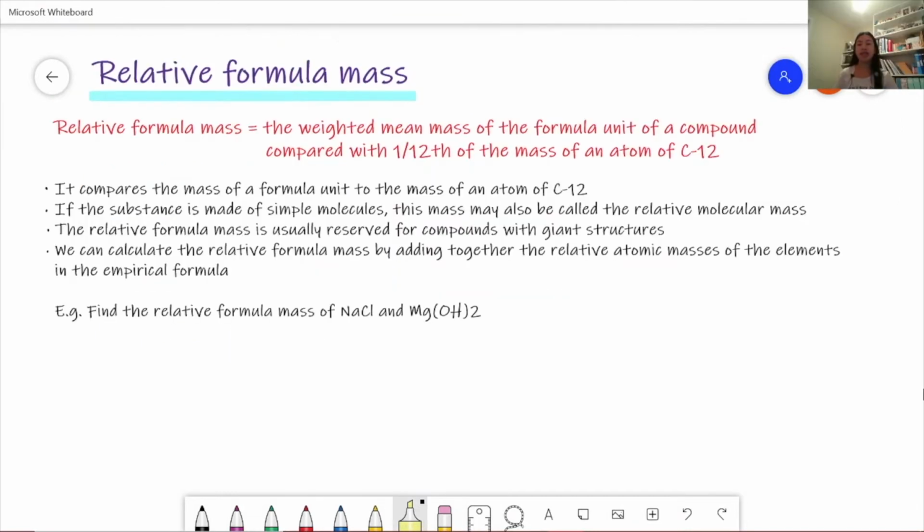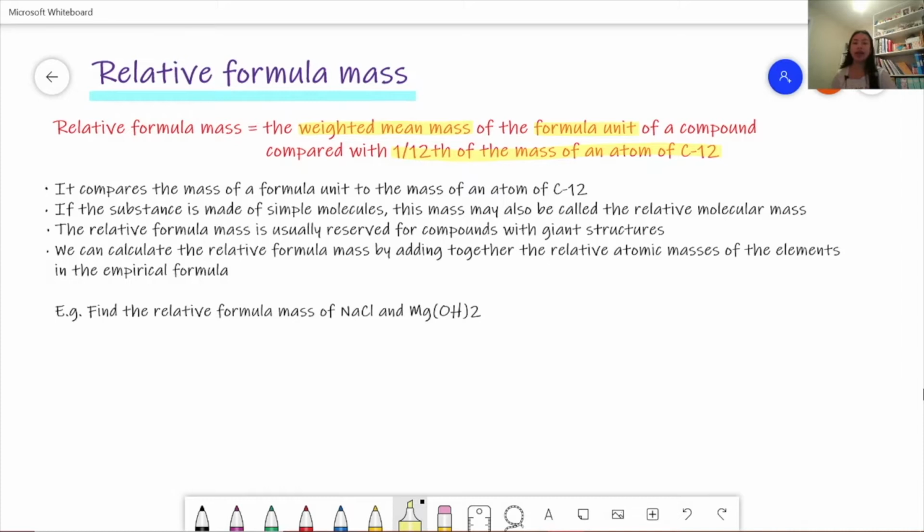Now we're going to look at relative formula mass. So the definition for relative formula mass is the weighted mean mass of the formula unit of a compound compared with 1/12 of the mass of an atom of carbon-12. So again, that's what we've defined as 1.0 exactly. And so it compares the mass of a formula unit to the mass of an atom of carbon-12. That's basically what the definition means.